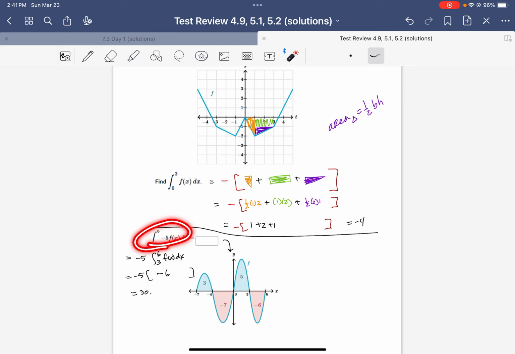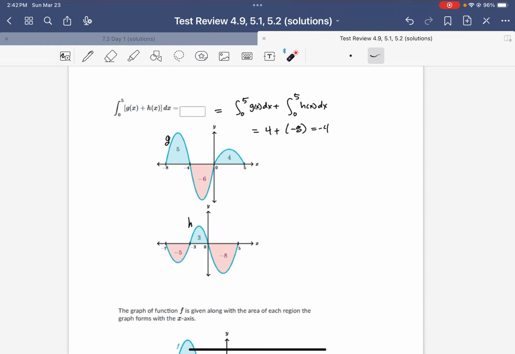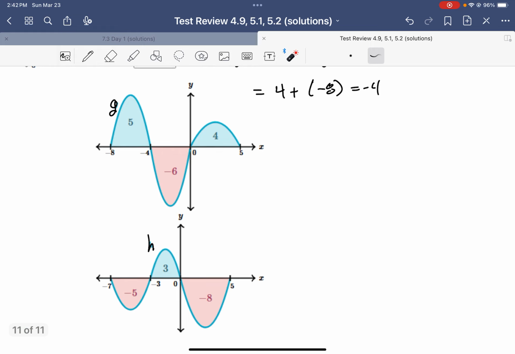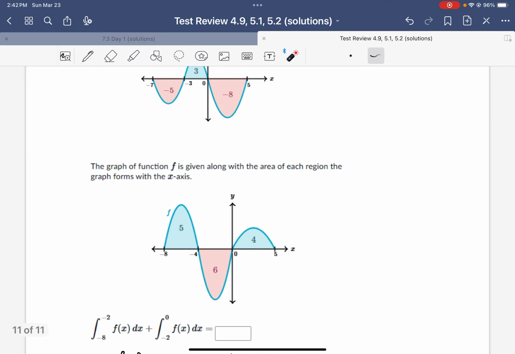Here, they want this. If I pull out the constant, it's really negative 5 times the area under the curve from 3 to 6. From 3 to 6, it's negative 6. So negative 5 times negative 6 is 30. Here, they want the integral of a sum, which we know is the sum of the integrals. And the area under the curve from 0 to 5 is 4. And the area of h from 0 to 5 is negative 8. Add them up, you get negative 4.